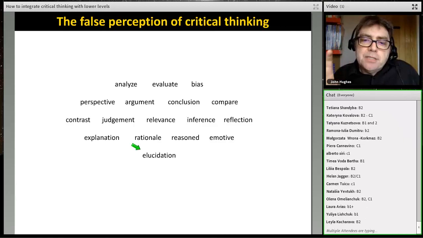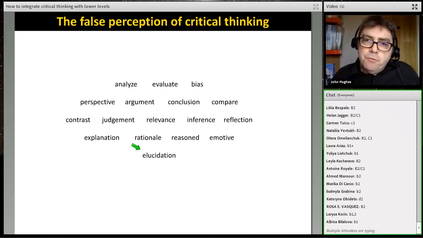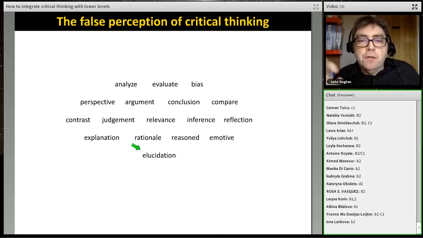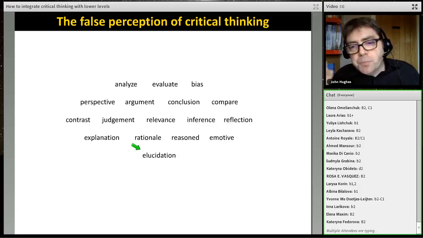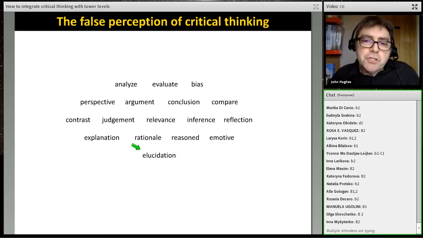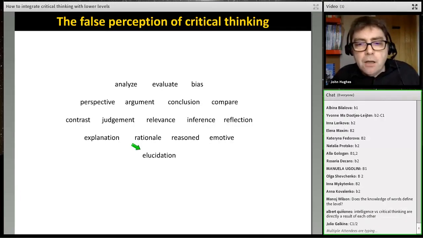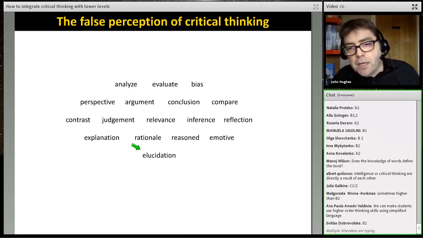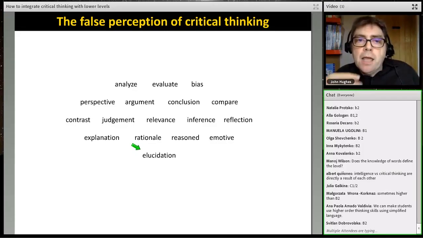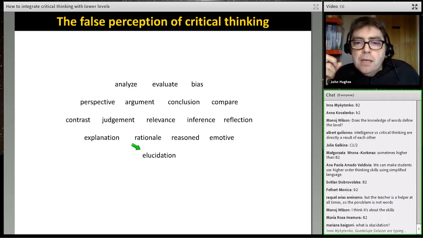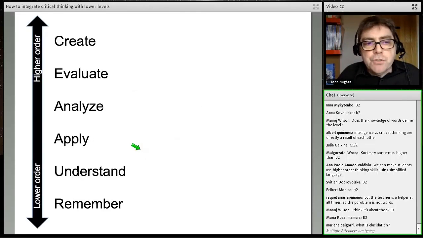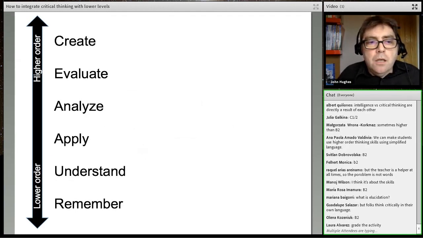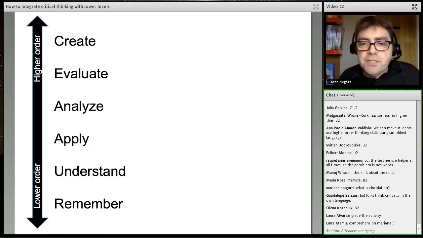And what often happens is that these kinds of words appear in course books and they put teachers off from using critical thinking with lower levels. But I think this is a false perception. I think the real challenge is that we have to grade our language to talk about critical thinking in the same way that we grade our language to talk about anything else. Let me give you an example of what I mean. Let's go back to our lower and higher order thinking. Laura has answered the question. She said, grade the activity. Exactly.